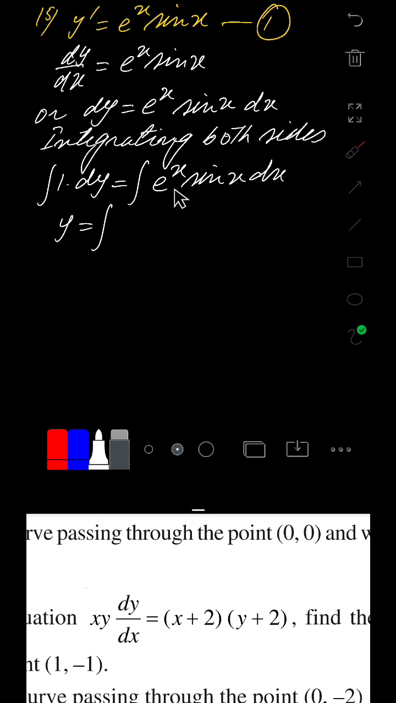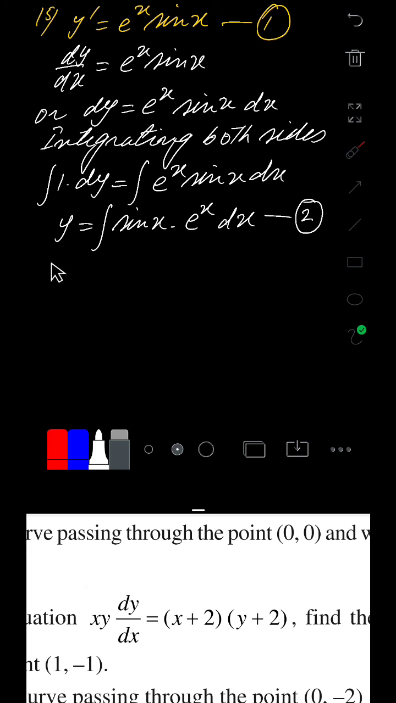Obviously, e raised to the power x sin x is the integrand, which can be integrated with the help of the integration by parts method. In that, the sequencing of the functions is very important, which is taken according to the rule ILATE. I have explained that in the dedicated video for integration by parts. You may check it out in the playlist class 12th maths on my channel. So the sequence should be taken as sin x as the first function and the exponential function as the second function. So let it be equation number 2.